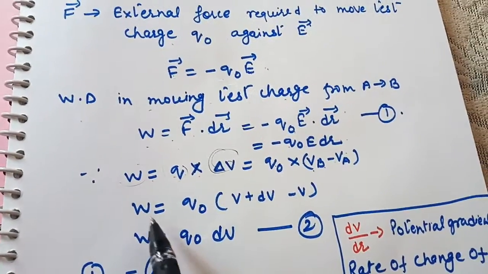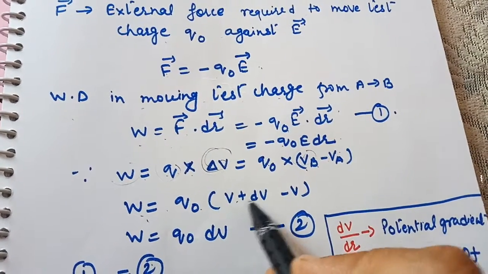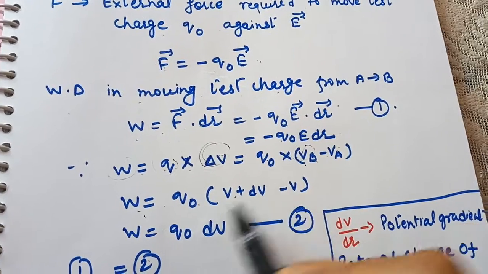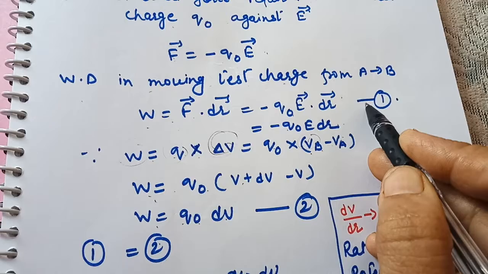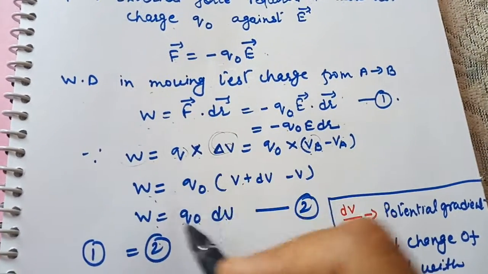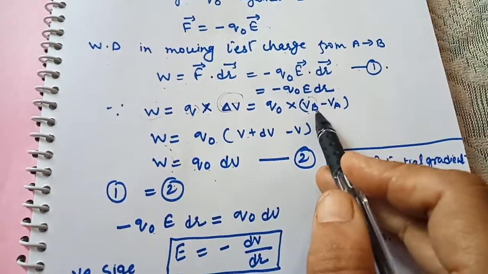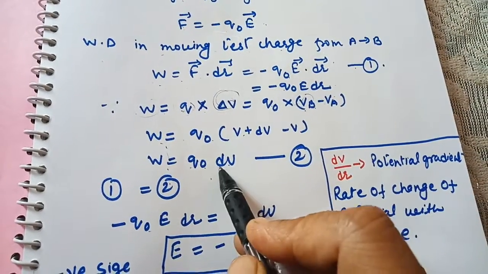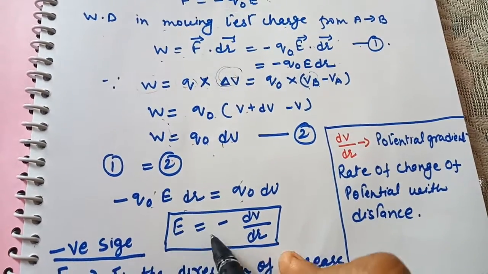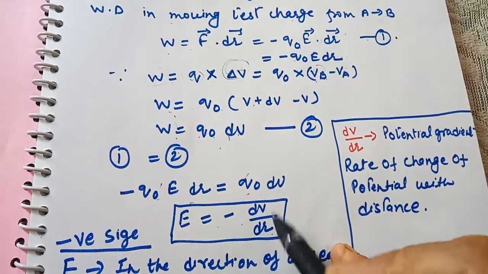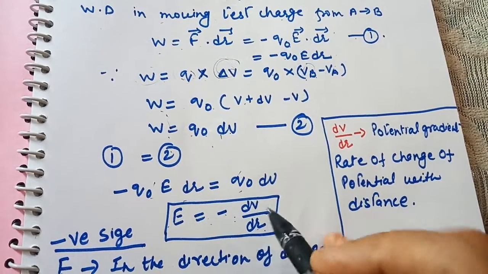Now what are you going to do? W is equal to Q naught times (Vb minus Va). What is Vb? V plus dV. What is Va? V. So you get W is equal to Q naught dV. This is the first expression you have got from the work done, and this is the second expression you have got from this formula. Equating both expressions, Q naught cancels out, and E is equal to minus dV over dr. You have got the relation E is equal to minus dV over dr.